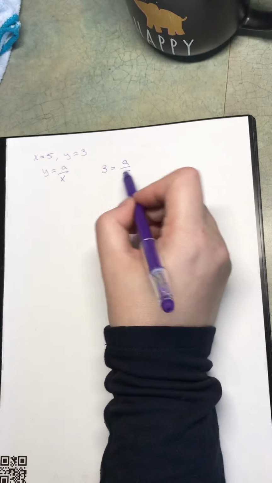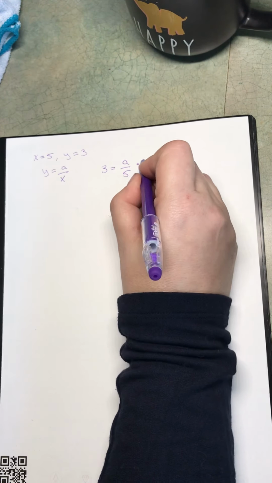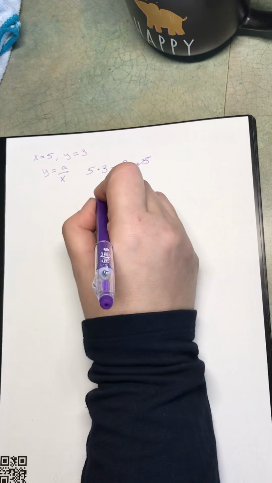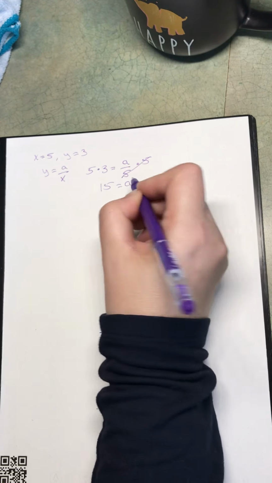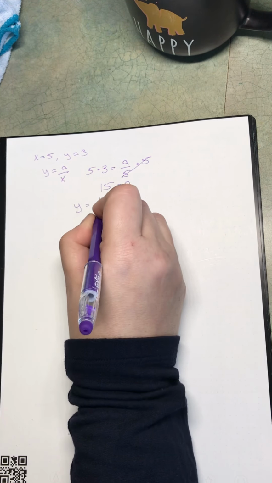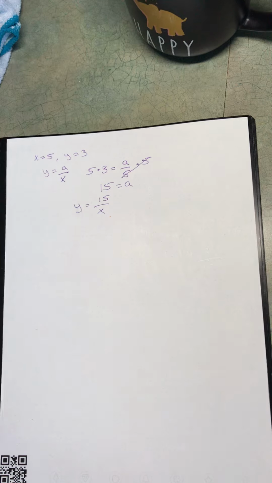And then we're going to solve for a. So multiply by 5, multiply by 5. So we get 15 equals a. So now we can write our equation: y equals 15 divided by x.